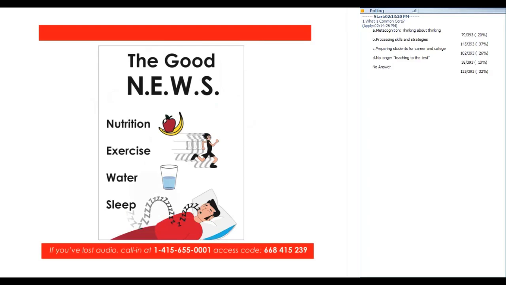So here's the bulletin board for your next 6 weeks. There's just the good news. This is what will put you back into balance physically, and the acronym is NEWS: nutrition, exercise, water, and sleep. So it's all about getting the kids back into balance. And notice this is exactly what we do in physical education. This is what we teach.